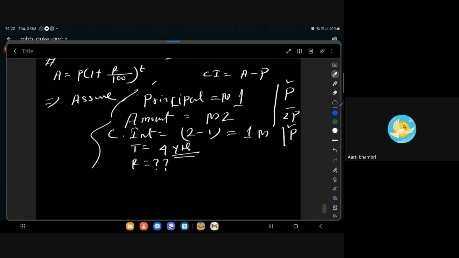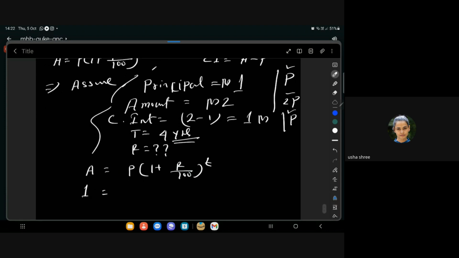Up to this much, is it clear? Yes, Bhaiya, it's clear. Okay, then the formula I have written above. What is this? T. Then the amount is 1 or P. You can write P also, no problem. P means this is already 1. We have assumed P as 1.